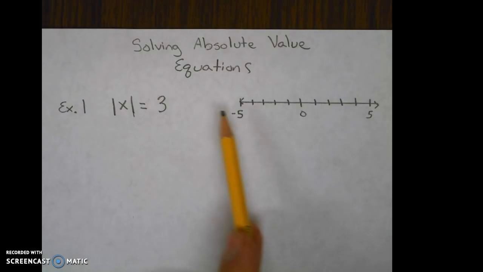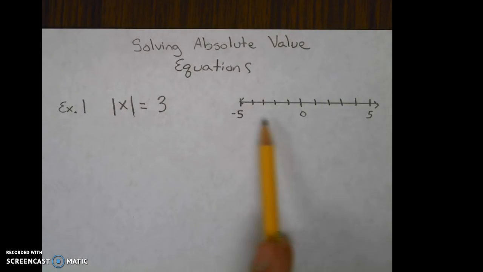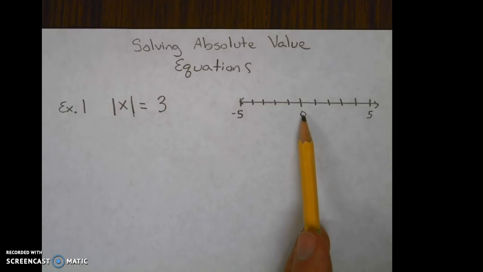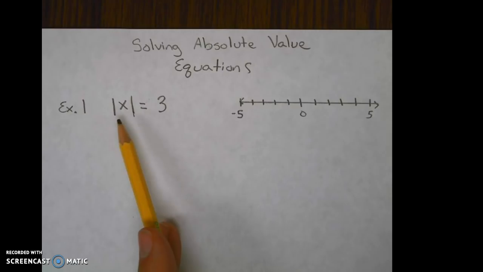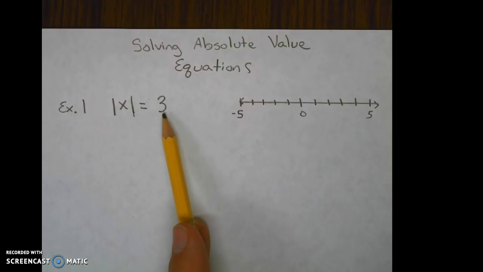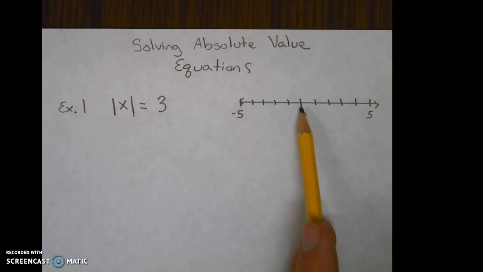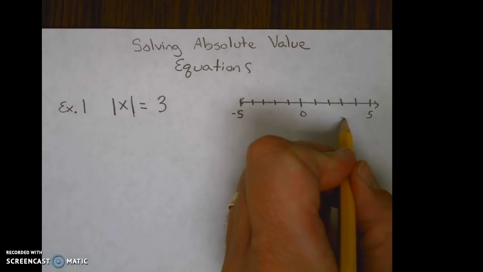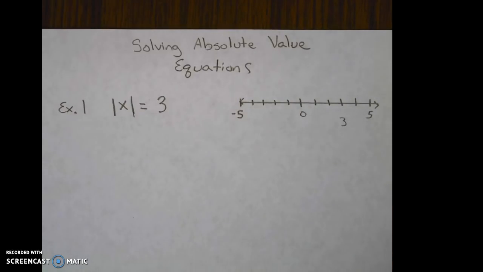So if we look at a number line, what numbers on a number line are 3 units from 0? What do you think? Remember, absolute value represents the distance a number is from 0. So we could go 3 units to the right, 1, 2, 3. So the number 3 is 3 units from 0. Are there any other numbers that are 3 units from 0?